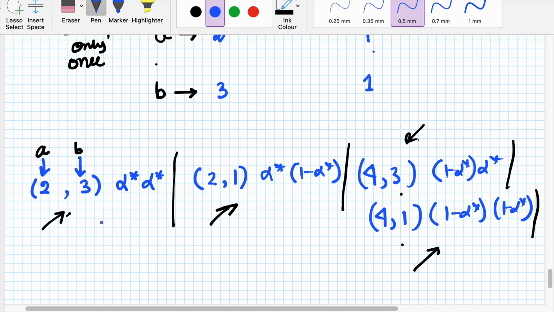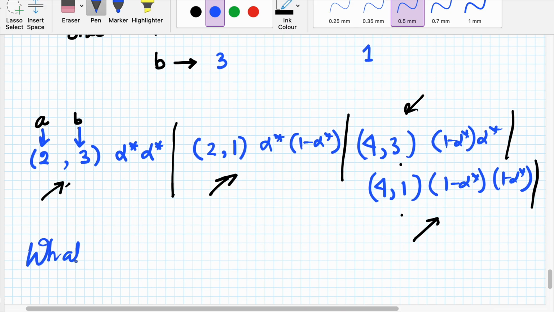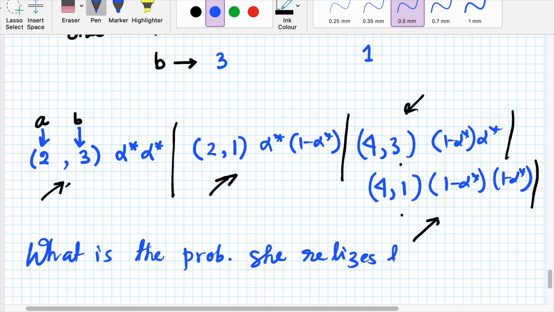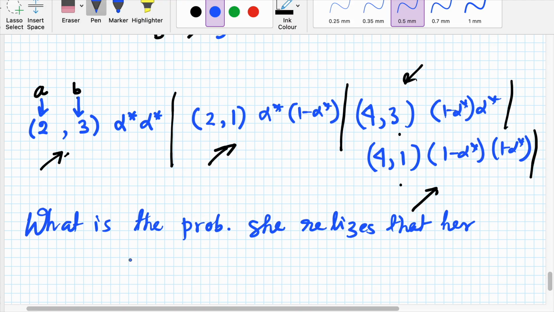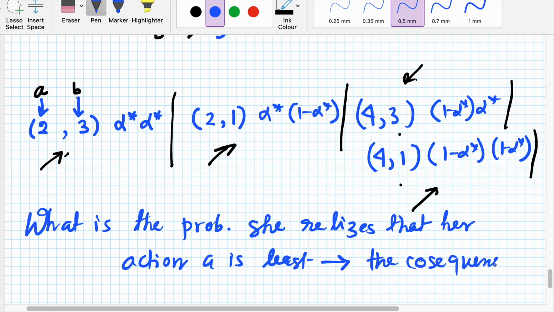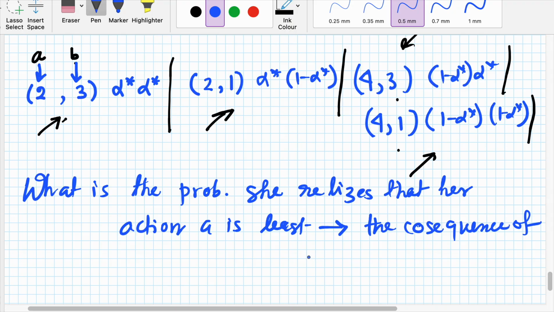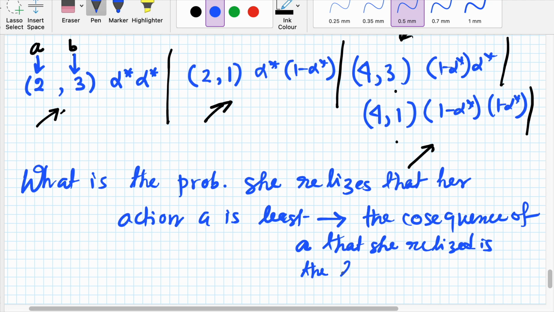Now if I ask another question, what is the probability that she realizes that her action A is best, and that is equivalent to saying the consequence of A that she realized is the best. So when will it happen?